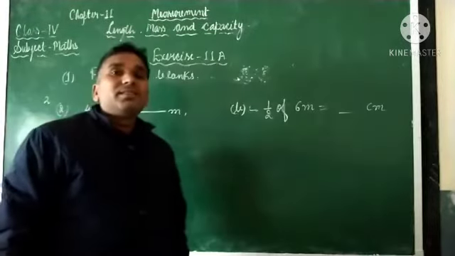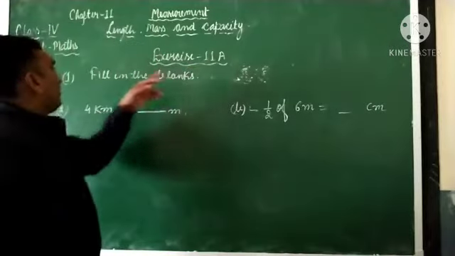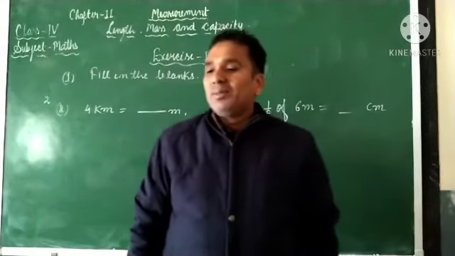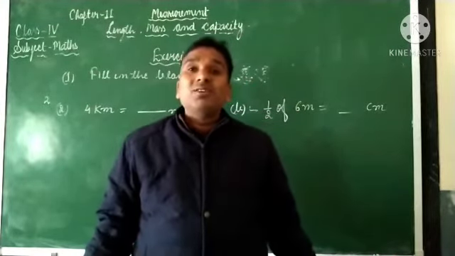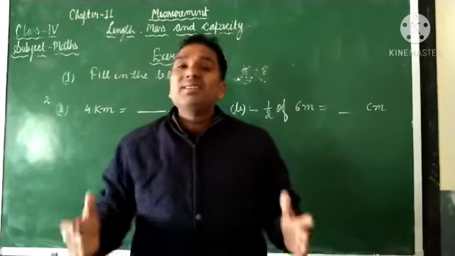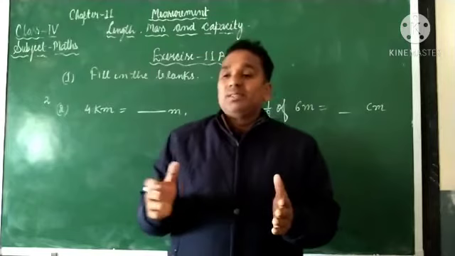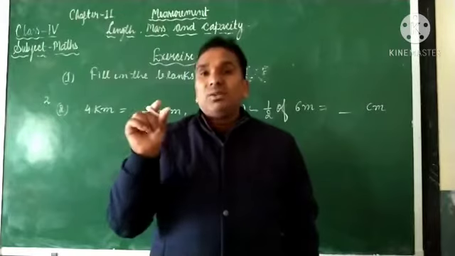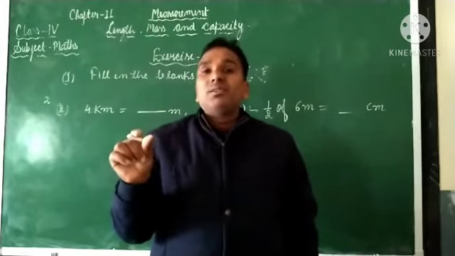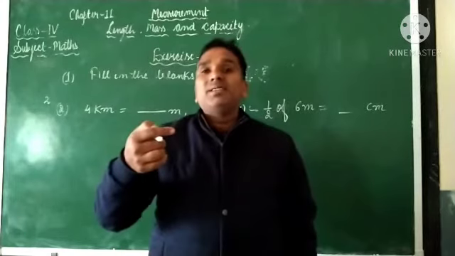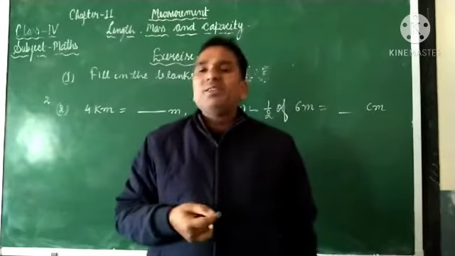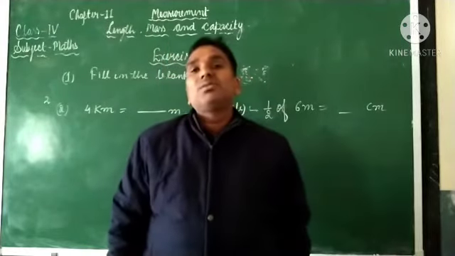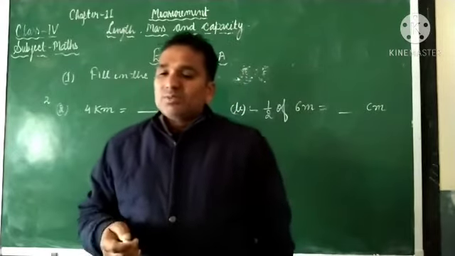Students, see here, Exercise 11a. Fill in the blanks. The length of my eraser is about 2 what? 2 kilometer? No. 2 meter? No, because these are greater units. When you want to write the length of an eraser, you have to use a smaller unit. When you measure it with a scale, you will find it is approximately 2 cm. The height of a table is approximately how much? 1 meter maybe.